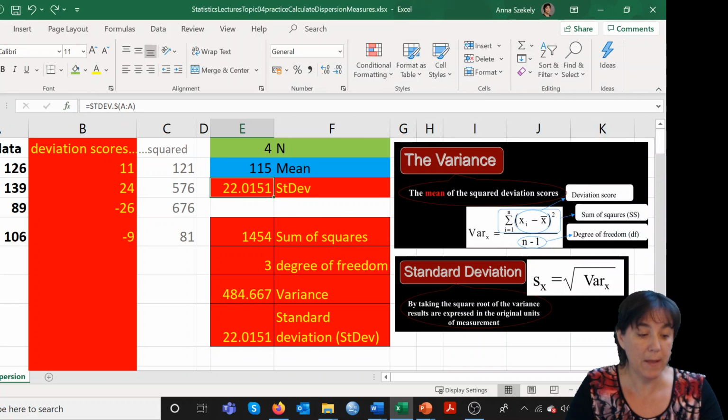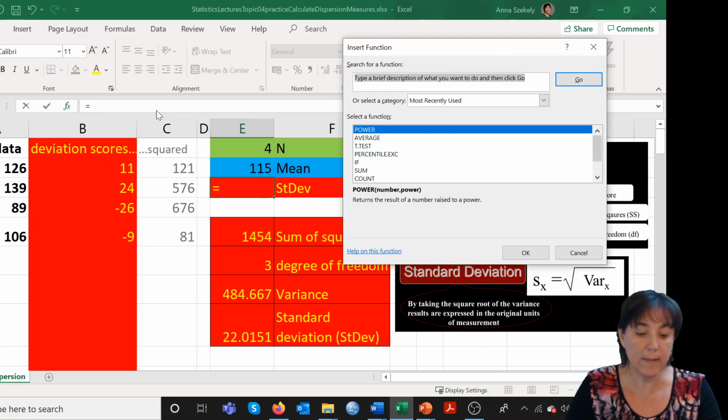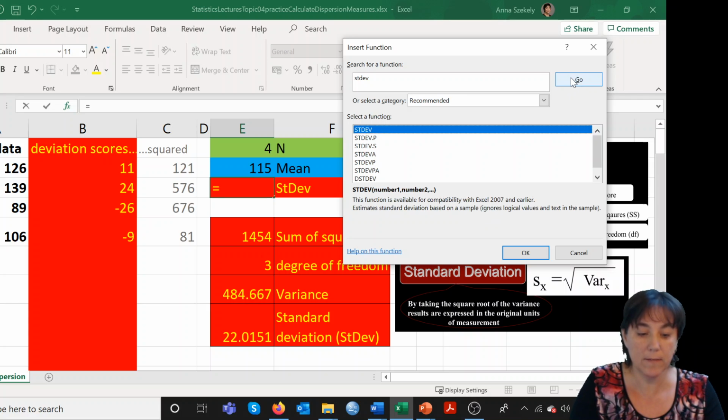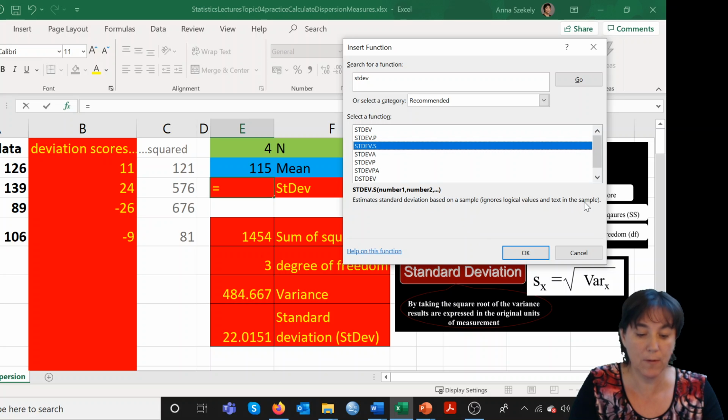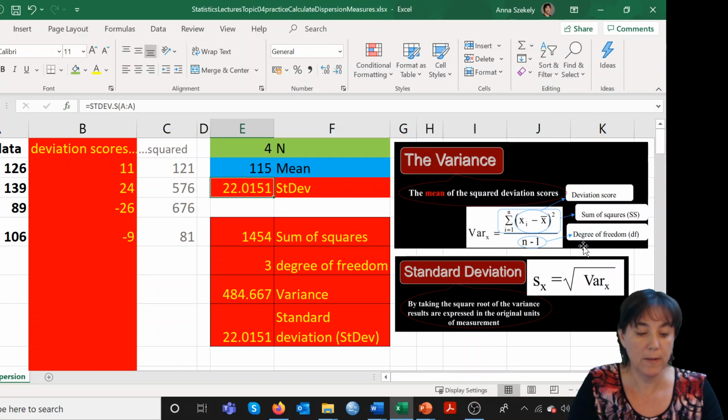Okay, imagine I didn't have this here and I need the standard deviation for the sample. So STDEV, and then I hit find. And I need the one that is specifically for the sample, okay? And I need to put in the numbers, which is the whole column, hit OK, and the 22 arrives. Okay, let's do it the hard way very quickly.